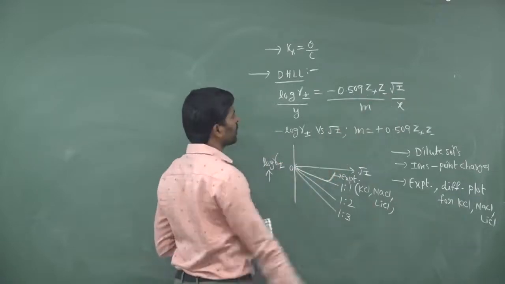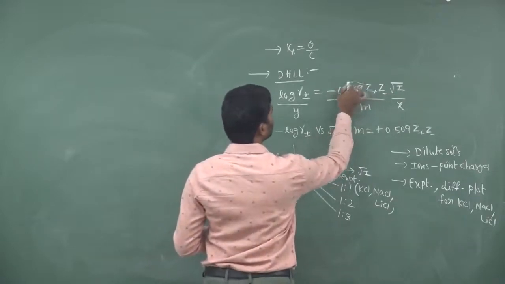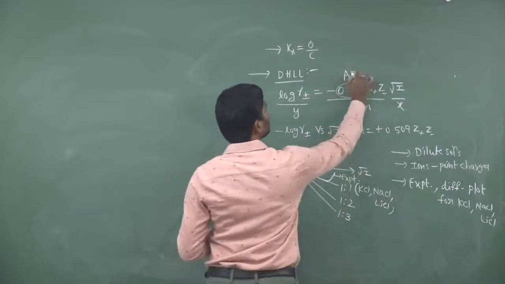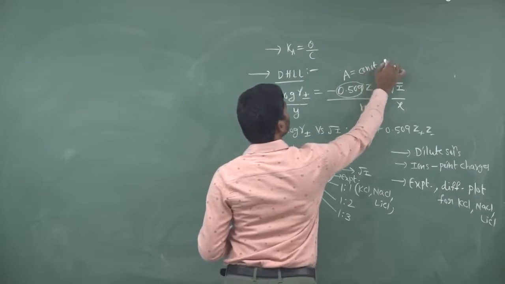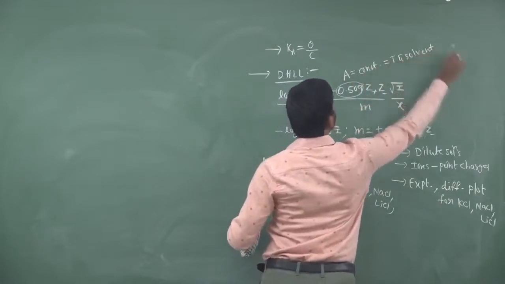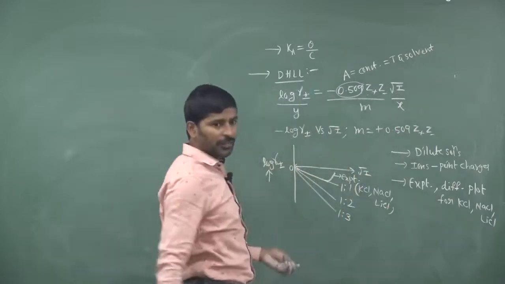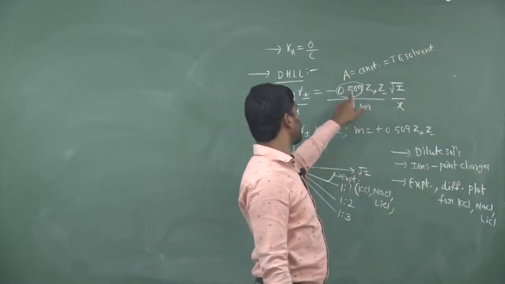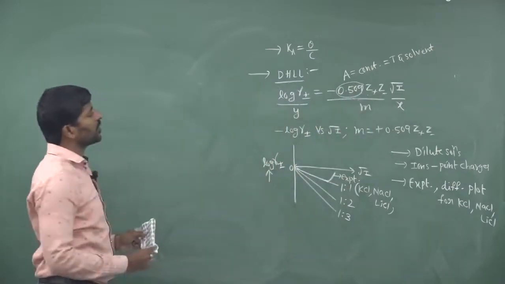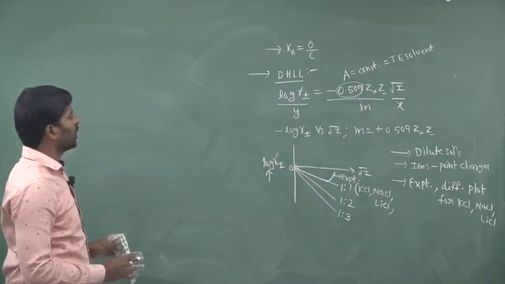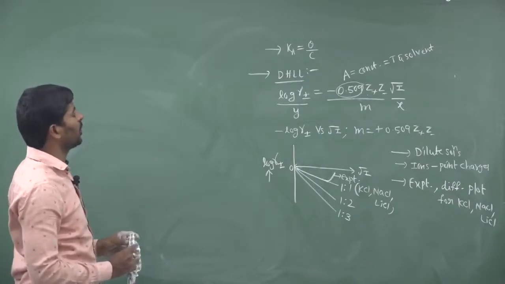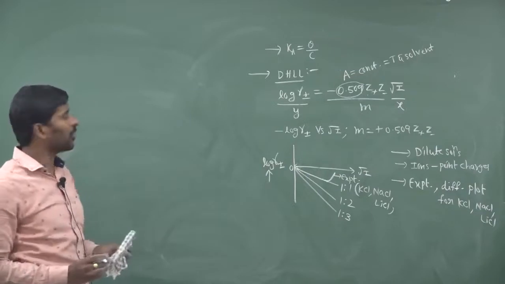Repeatedly they are giving questions. This 0.509 is indicated as A. A is a constant. This constant depends on what? On temperature and nature of solvent. If you take specifically temperature 25 degrees centigrade and water as solvent, then we get 0.509. Actual expression is minus A z plus z minus root I.